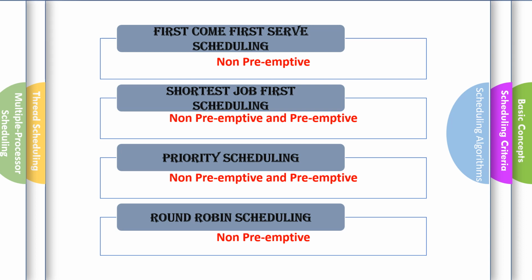Next we have priority scheduling, which is again a non-preemptive and a preemptive scheduling. And we have round robin scheduling, which is non-preemptive. So what is preemptive and non-preemptive now?